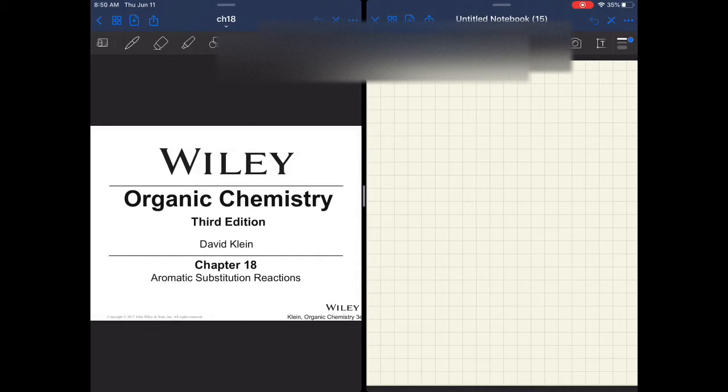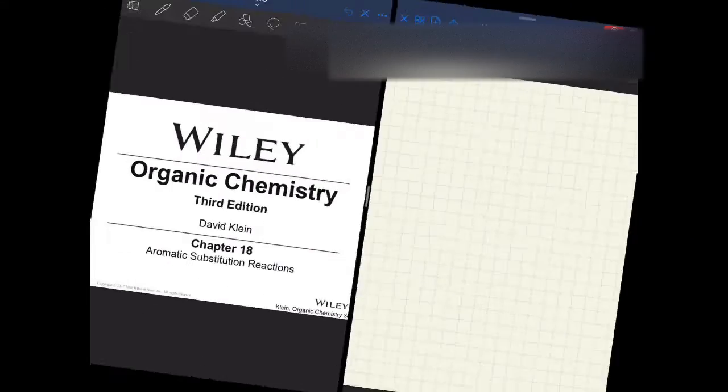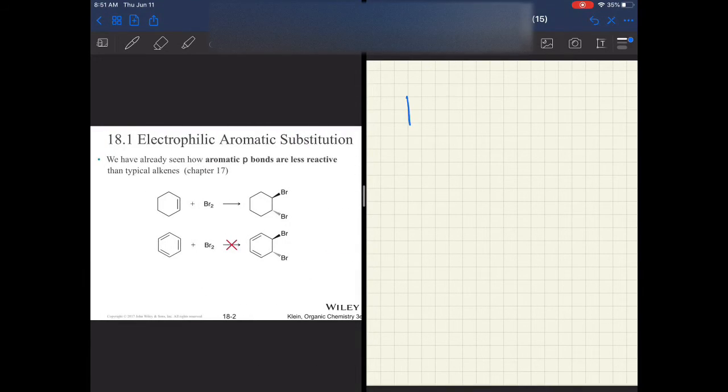Welcome to Chapter 18, Part 1. We're going to look now at aromatic substitution reactions. We're going to look at substituting the hydrogen on benzene for other atoms and functional groups.